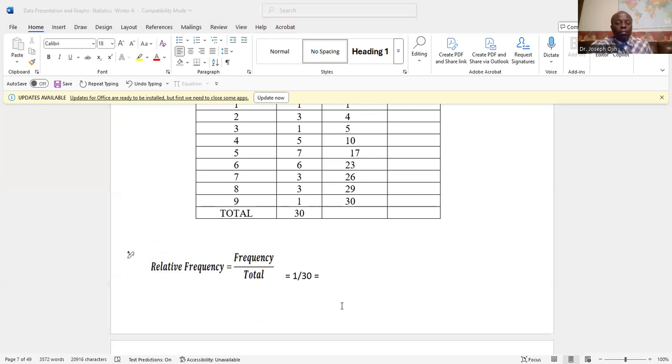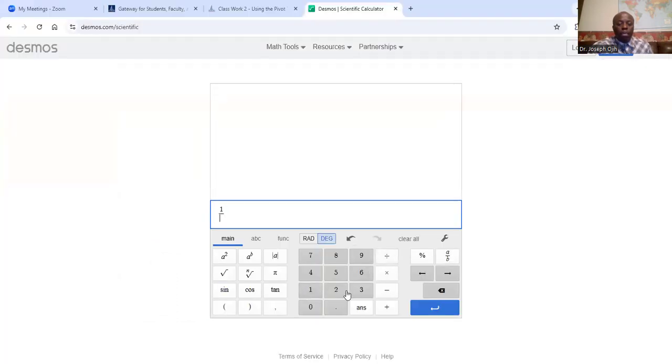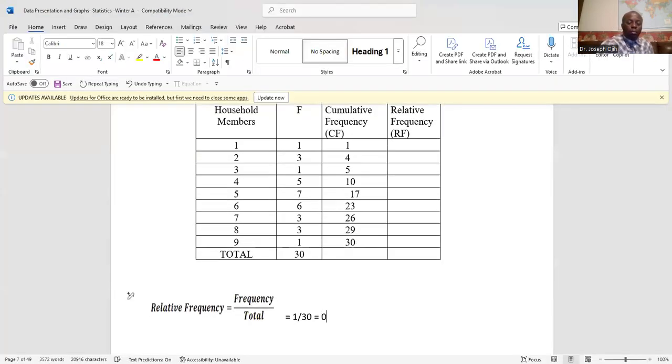Let me get our calculator. 1 divided by 30 is 0.033. So we got 0.033, and you put it right there.